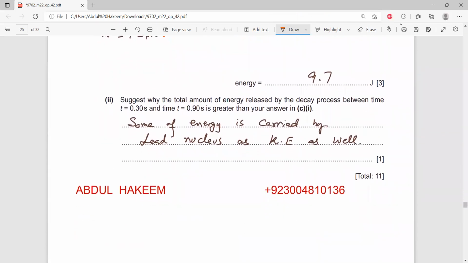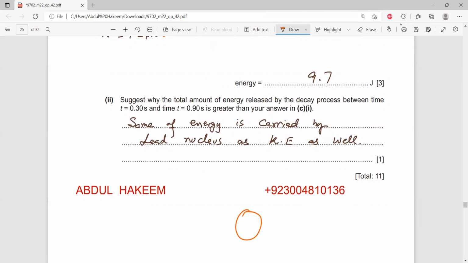Next, suggest why the total amount of energy released by the decay process between time 0.3 to 0.9 is greater than this. Yes, because some of the energy is also carried by the lead nucleus as kinetic energy.